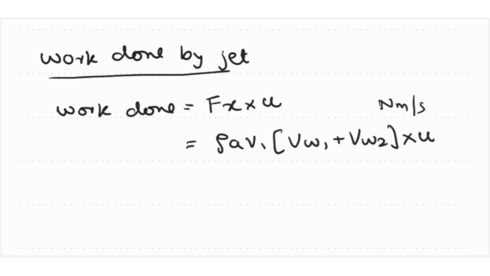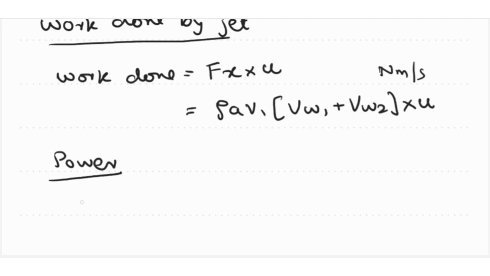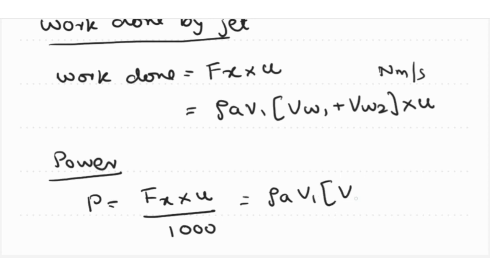Next, let us go with the power. Power P you can calculate by Fx into u divided by 1000. So we will get rho into a into V1 into (Vw1 plus Vw2) divided by 1000, into u.